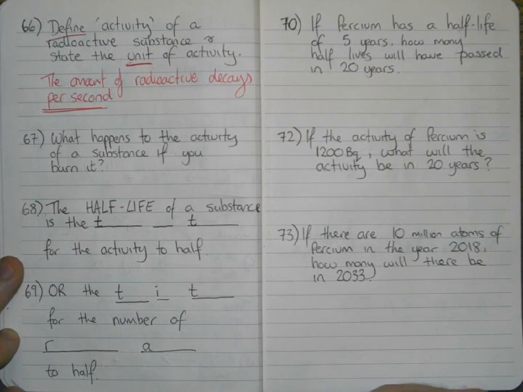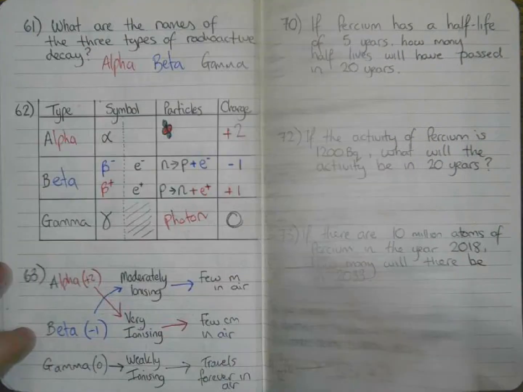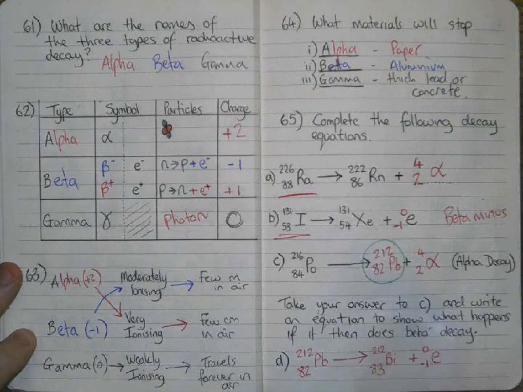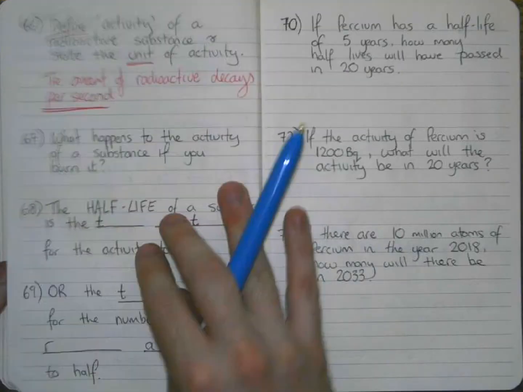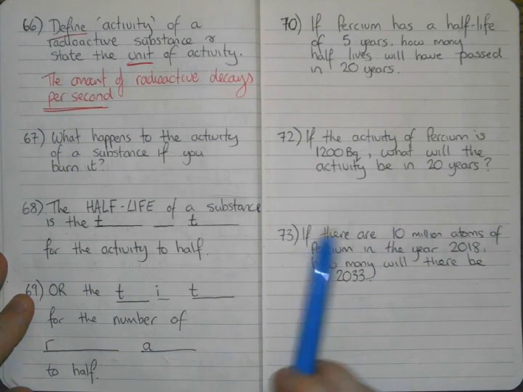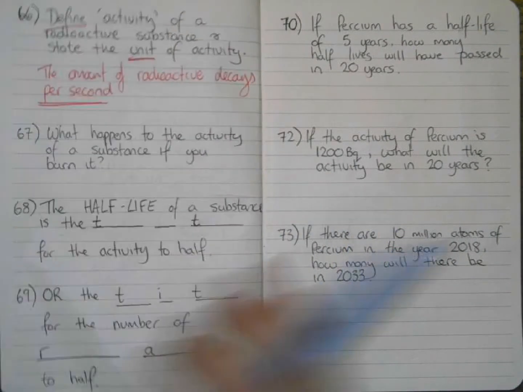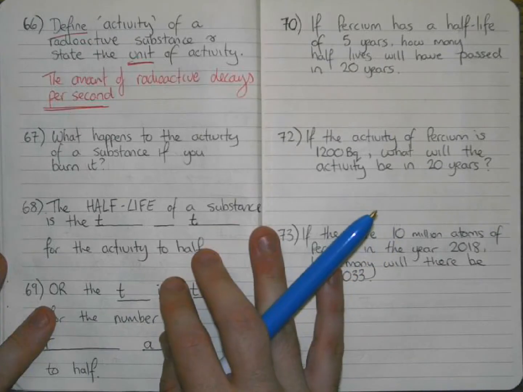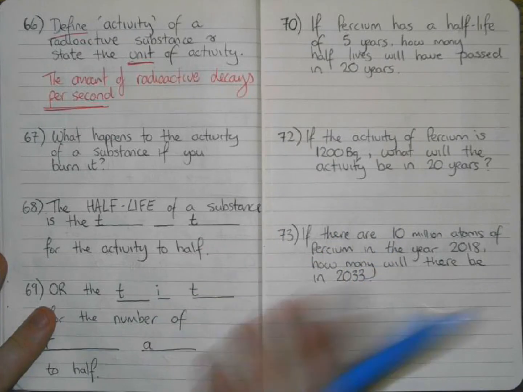So if something has a high activity, it means that lots of atoms are giving out alpha, beta or gamma very quickly. Highly active substances are generally more dangerous to people because it means you're getting a high dose of alpha, beta or gamma in a small amount of time, and that's dangerous.